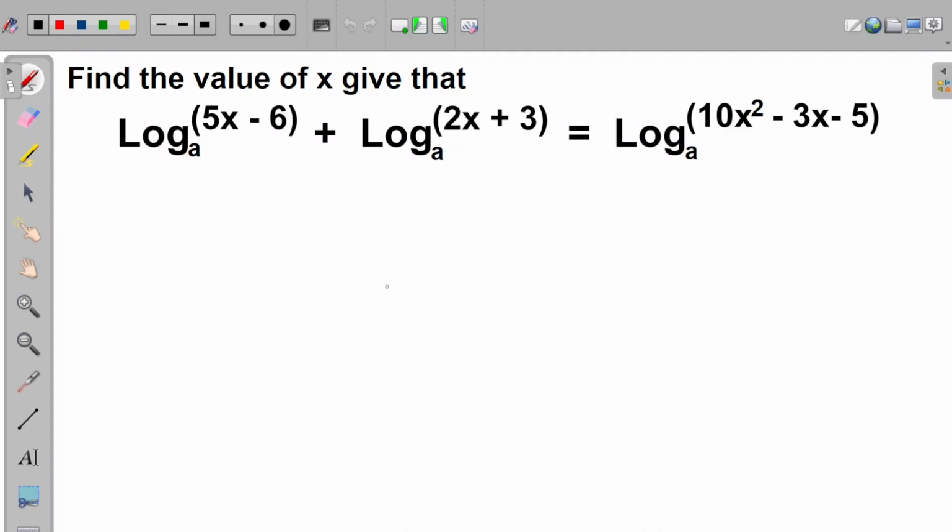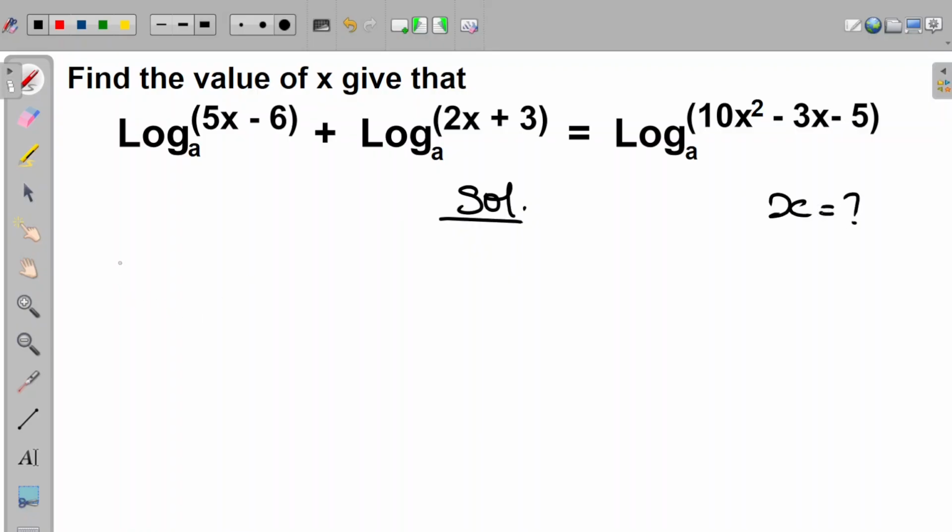Hi, we are asked to find the value of x given that log(5x − 6) in base a plus log(2x + 3) in base a is equal to log(10x² − 3x − 5) in base a. So we are asked to find the value of x.